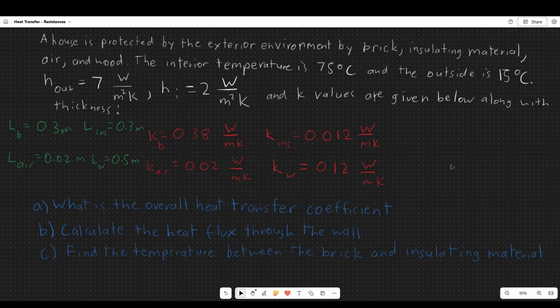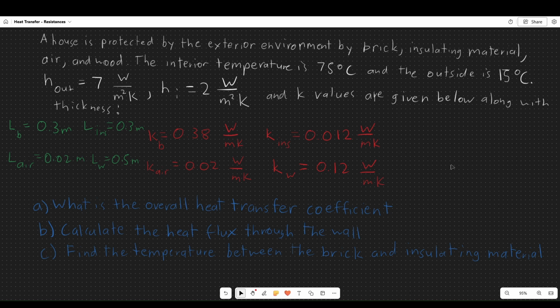where we have a house that is protected from the exterior environment by brick, insulating material, air, and wood. So the interior temperature is 75 degrees and the outside is 15 degrees. We have the heat transfer coefficients for outside the house and then inside the house because we have that air circulating, so we have that boundary as well. And it appears that we have the K values given below along with the thickness of each material. And so we're asked to find what the overall heat transfer coefficient is, and then the heat flux through the wall, and then finding the temperature between the brick and the insulating material.